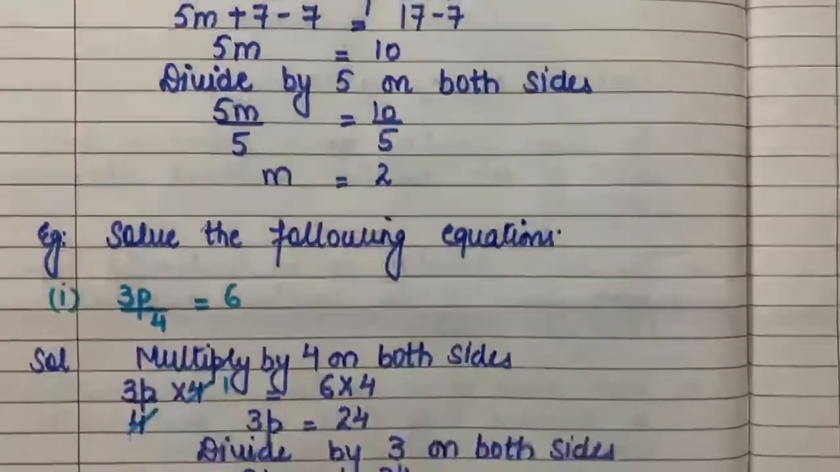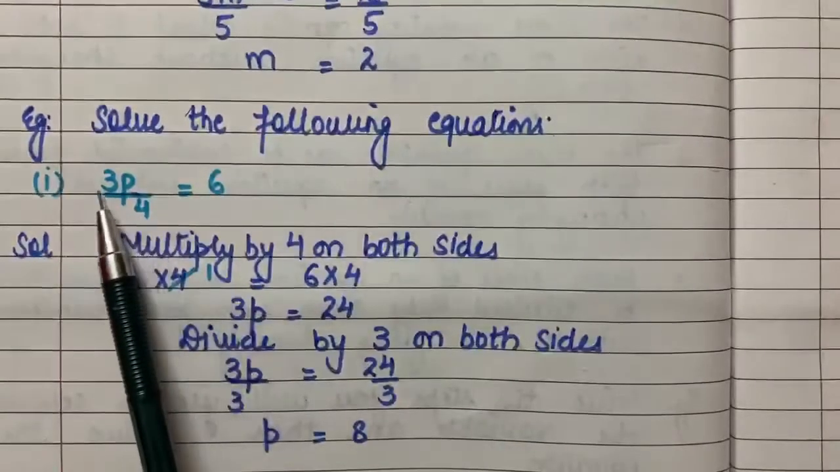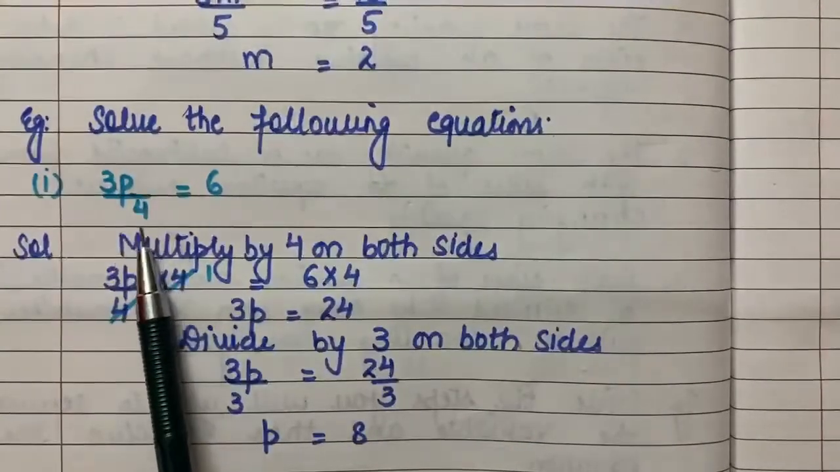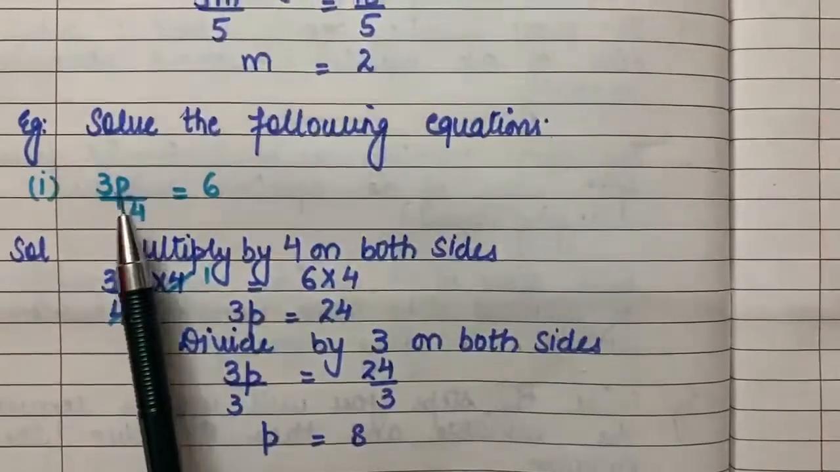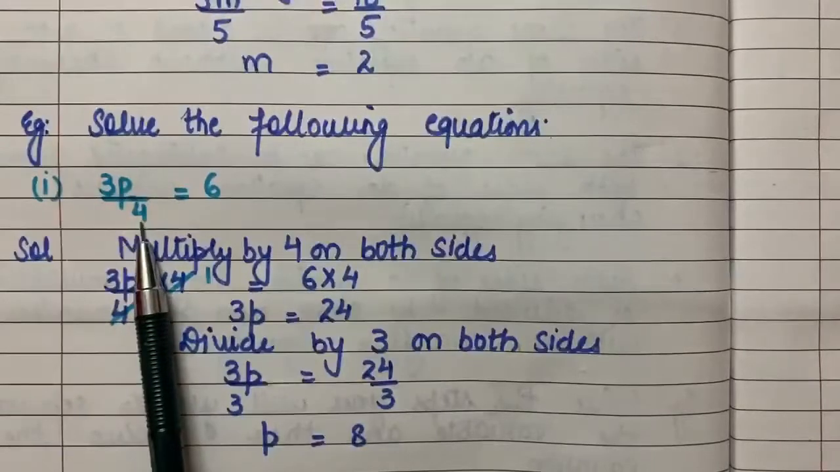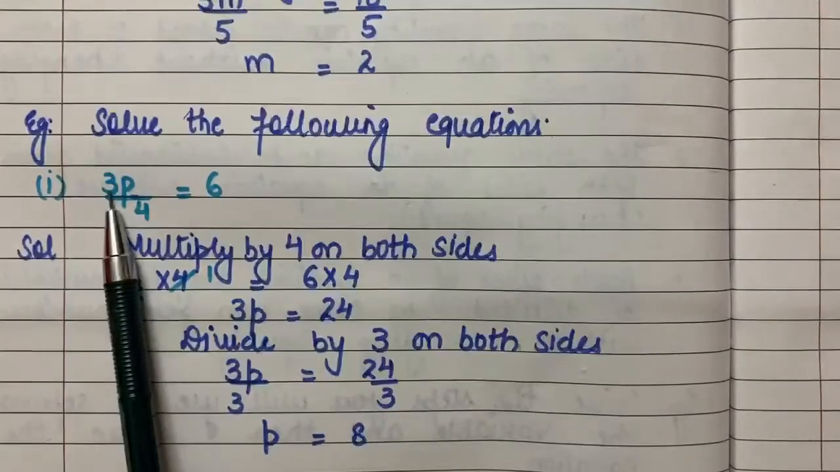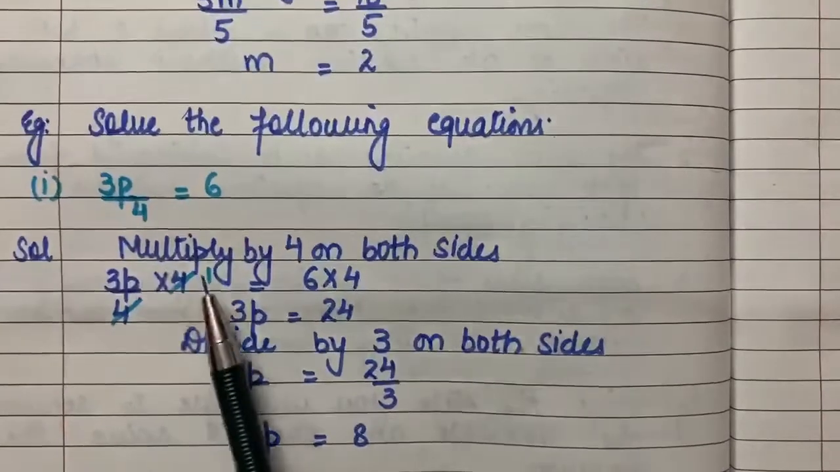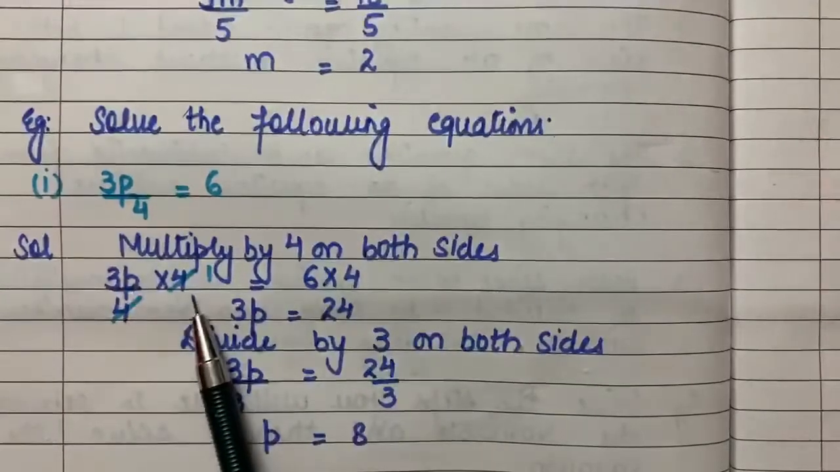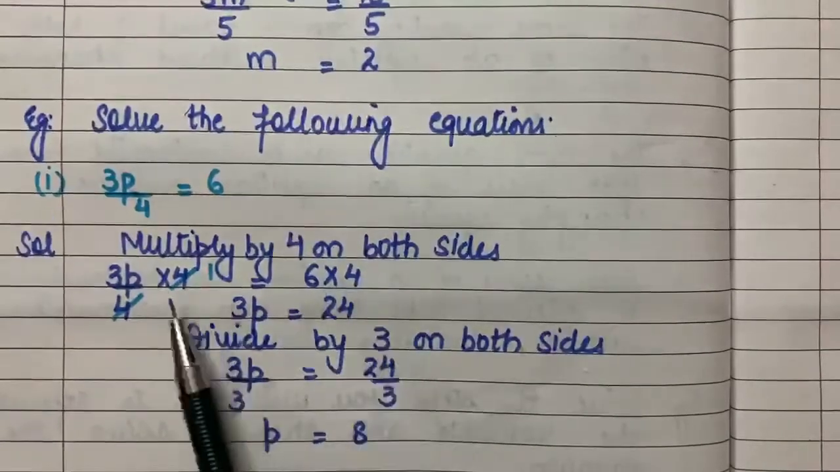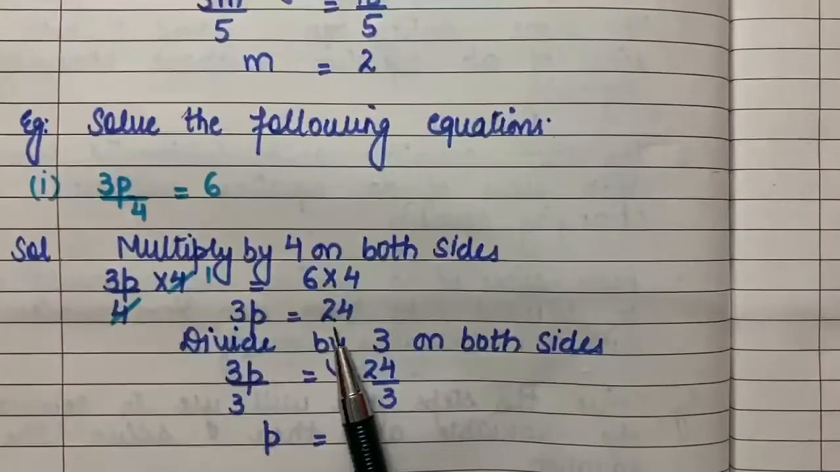Now the next example is: solve the following equation. Children, kindly look here. We have the statement 3p upon 4 is equal to 6. Here p is the variable, and in order to make p alone, we have to remove first of all this 4 which is in the denominator, and then we have to remove this 3. So in order to remove 4, we have to multiply by 4 on both the sides. So 3p upon 4 into 4 is equal to 6 into 4. 4 and 4 will get cancelled. So we are left with 3p. 6 into 4 will become 24.